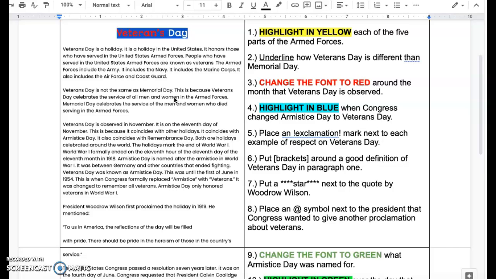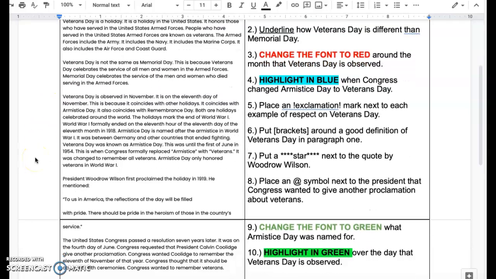This is because Veterans Day celebrates the service of all men and women in the armed forces. Memorial Day celebrates the service of the men and women who died serving in the armed forces.